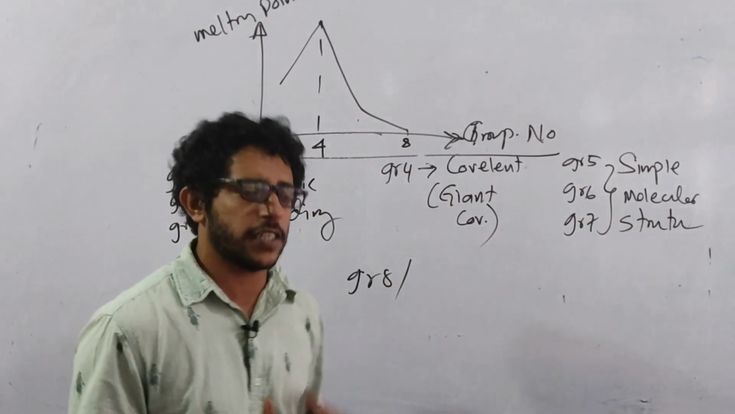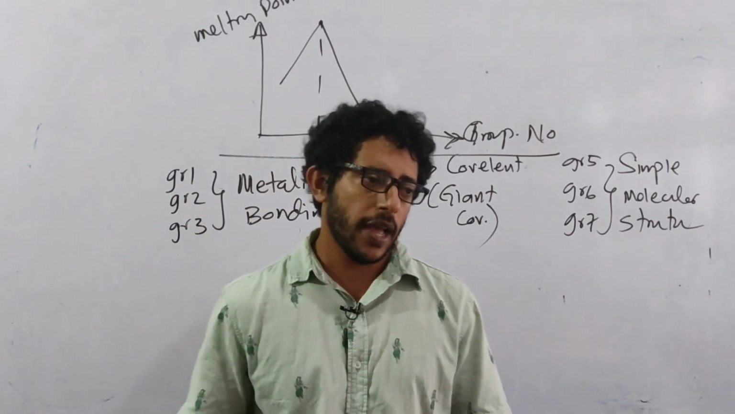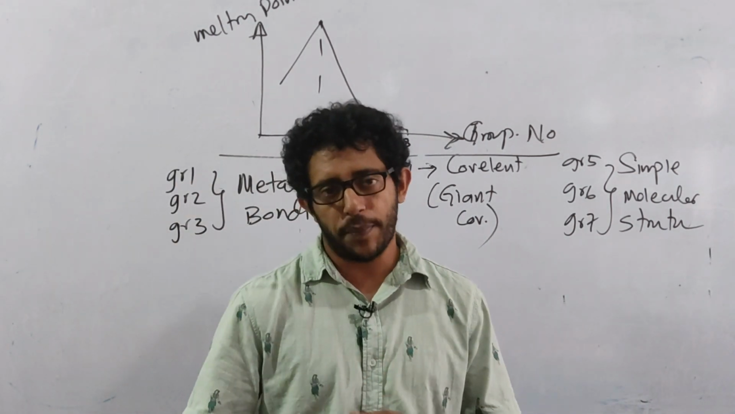They ask in MCQs, given 4 elements, which one has the highest melting point. So this covers the second chapter of unit 1, and then we have to start chapter 3.